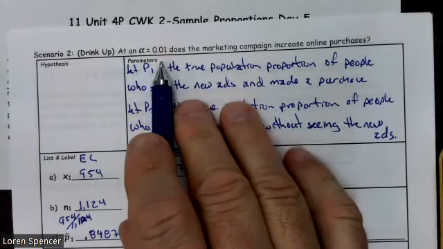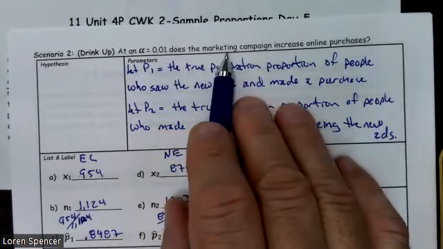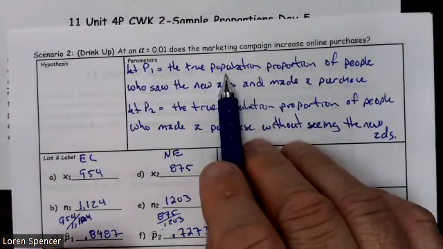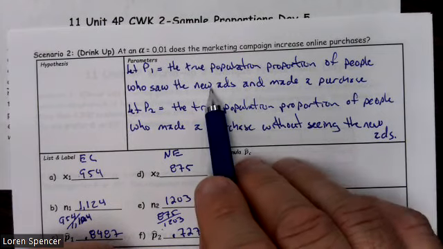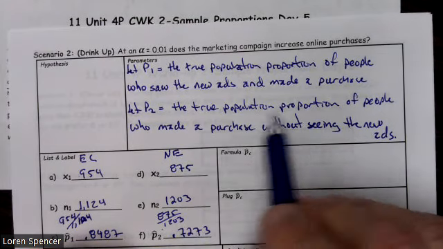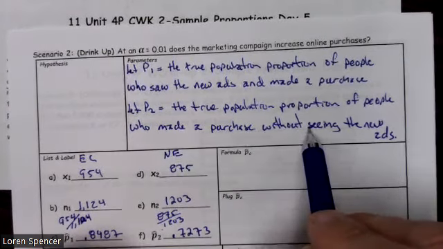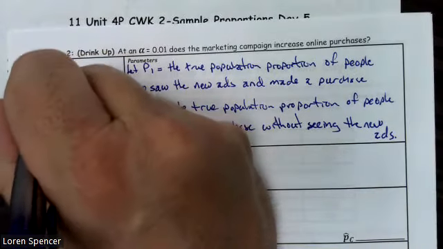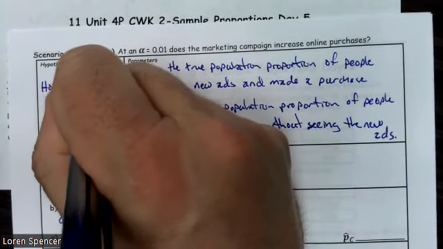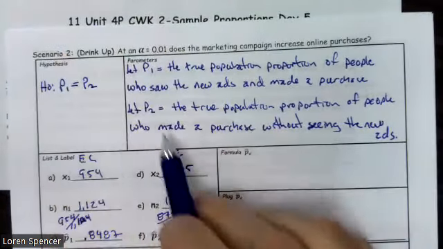And they ask us, at an alpha of 0.01, does the marketing campaign increase online purchases? So let p1 equal the true population proportion of people who saw the new ads and made a purchase. Let p2 equal the true population proportion who made a purchase without seeing the new ads. All right, our H0 is going to be p1 equaling p2, that there is no difference between the groups.